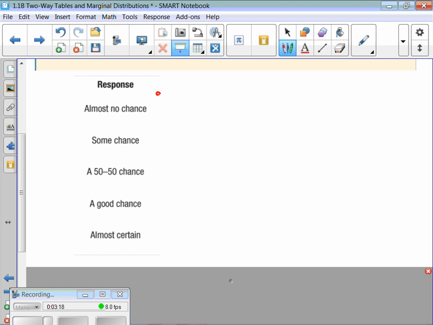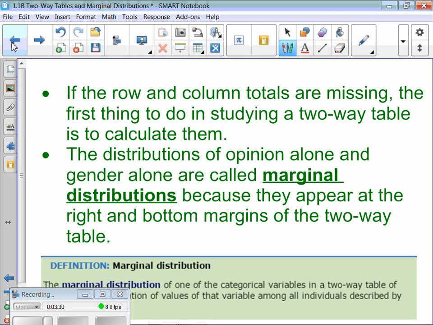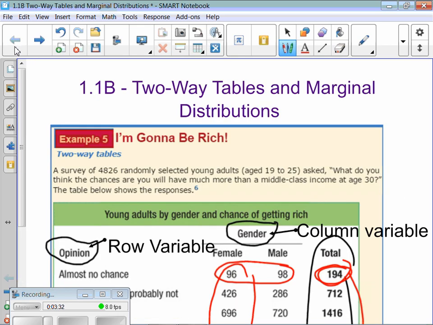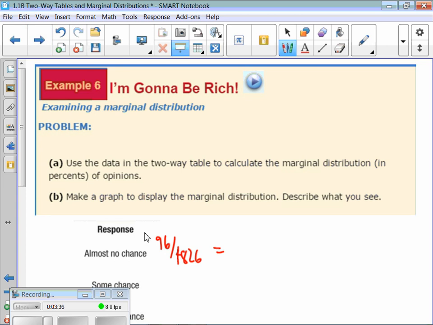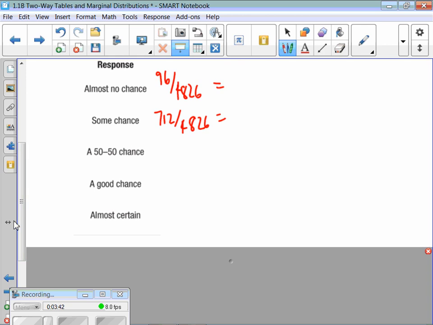And so that's what you would fill in for almost no chance. I already forgot what it was. 96 over 48, whatever it was. Okay? Something like that. And you get whatever percentage that is, right? And then some chance. So you go back to your table. 712 over 4826. And you say the percentage of people who think they have some chance of being rich, etc., etc. You guys get that?